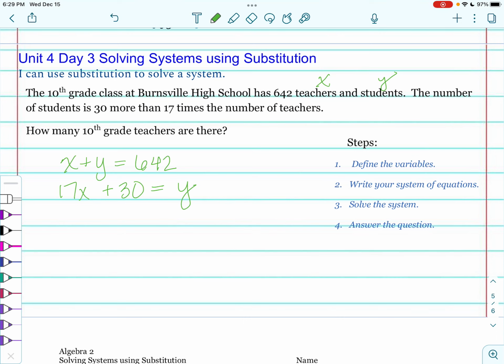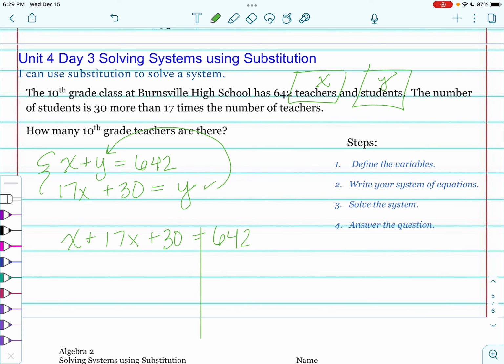So define the variables. I listed that up here. Okay? X and Y. Write your system of equations. That I've done. Solve the system. So we can go back to those original steps. Isolate the variable. I've got that right here. I'm going to plug it in here. So x plus, and instead of y, I'm going to write 17x plus 30 equals 642. Combine like terms. Okay, these are on the same side. Okay, subtract 30 from both sides.